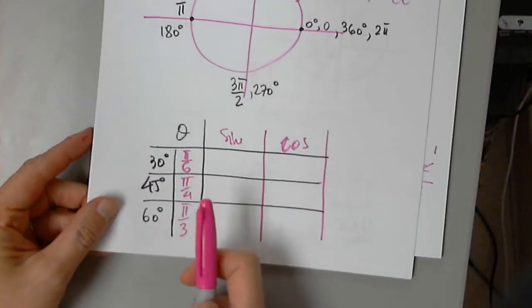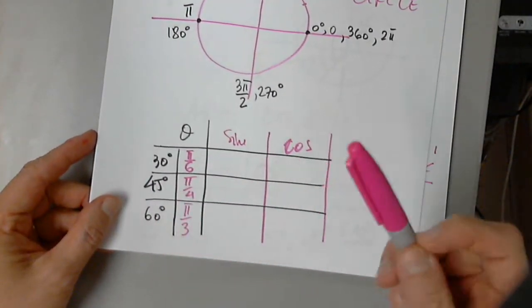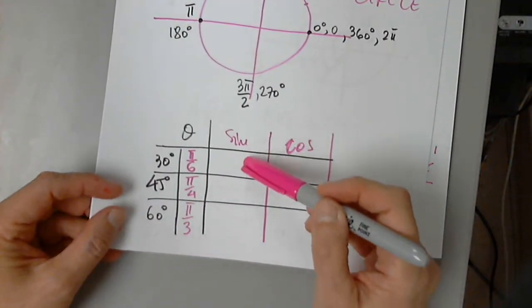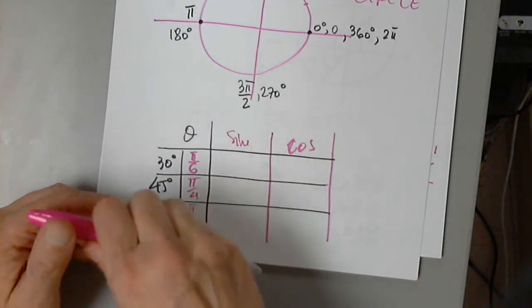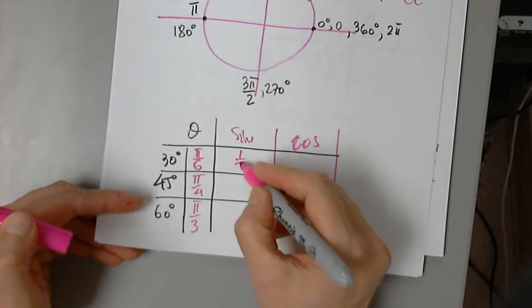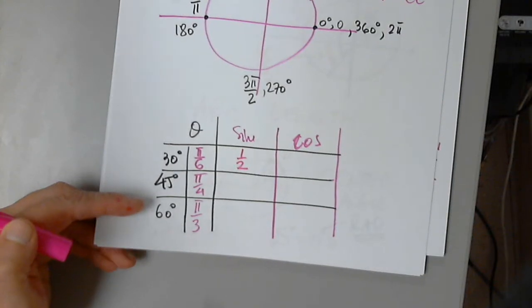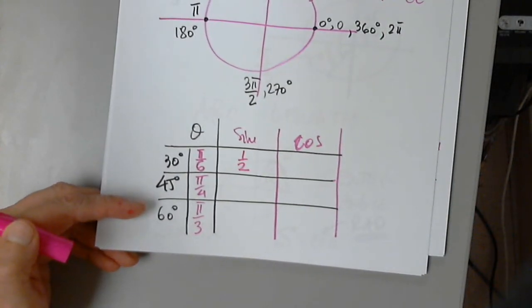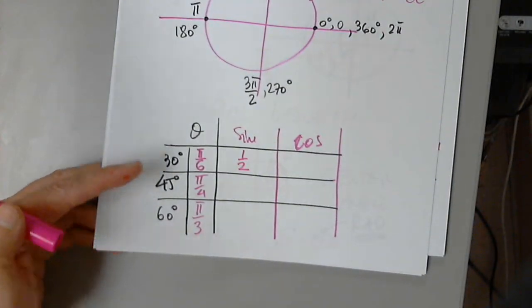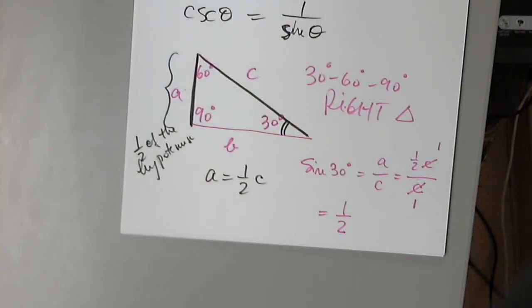and we can fill in for 30 degrees or pi over 6, what is sine? What does sine equal to? 1/2. Any questions? Okay.